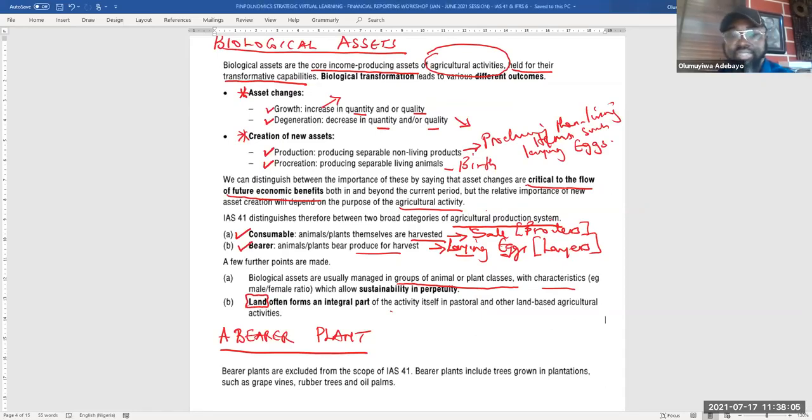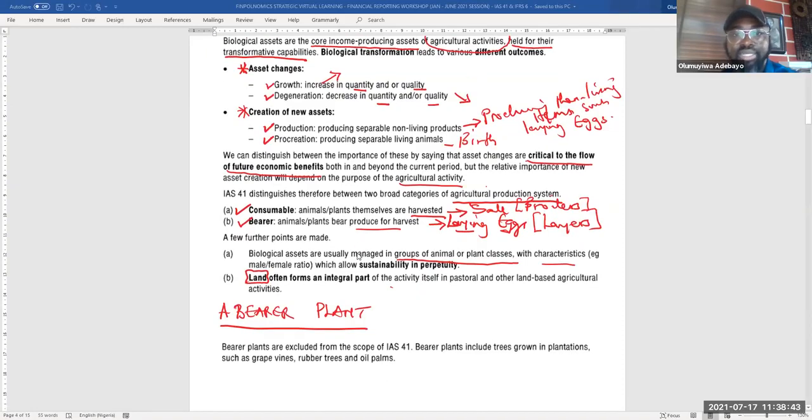Now, bearer plants are excluded from IAS 41 because if you remember our discussion in IAS 16, we said a bearer plant is an item recognized as property, plant, and equipment. And the essence of it is that by nature, they qualify as PPE because they are used in the further production process, like any item of PPE. If you go back to the definition under IAS 16 of what PPE is, you'll find out vividly that a bearer plant cannot be characterized as a biological asset or an agricultural produce other than being seen as an item of property, plant, and equipment. Now, in this case, we can see bearer plants as grown trees in a plantation such that it may involve grapevines, rubber trees, oil palms, and so on.